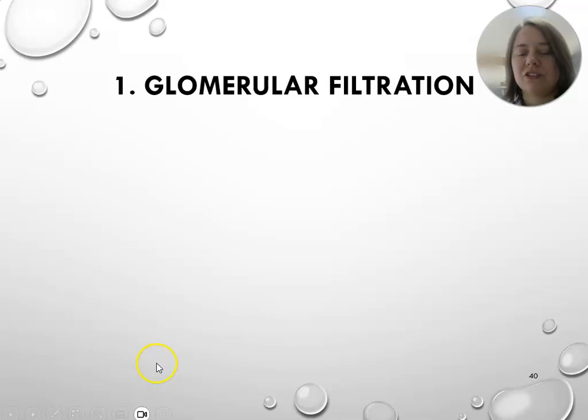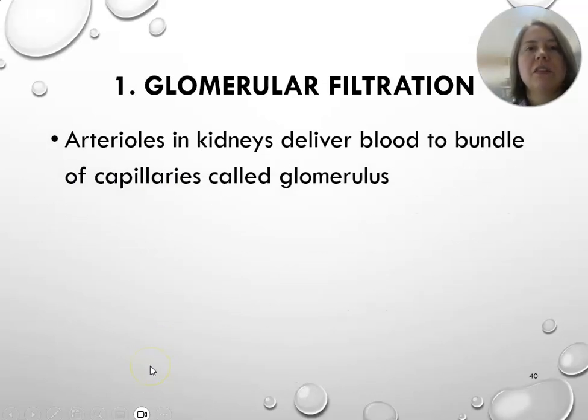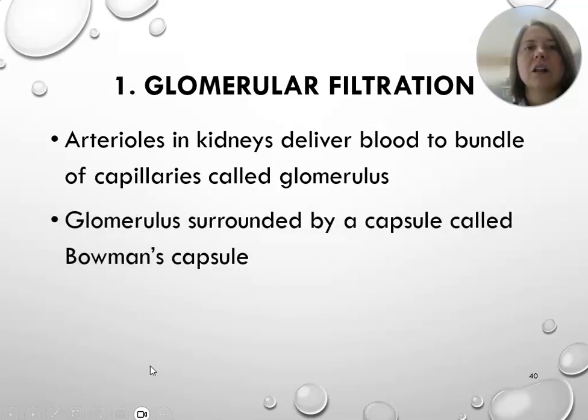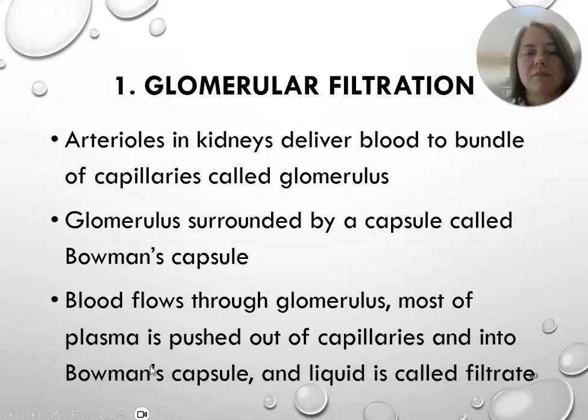Okay, glomerular filtration. Let's jump in. The arterioles, so small arteries in the kidneys, deliver blood to the bundle of capillaries called the glomerulus. The glomerulus is surrounded by a capsule called Bowman's capsule. And that's part of the nephron. And the blood flows through the glomerulus, and most of the blood plasma is pushed out of the capillaries and then into the Bowman's capsule.